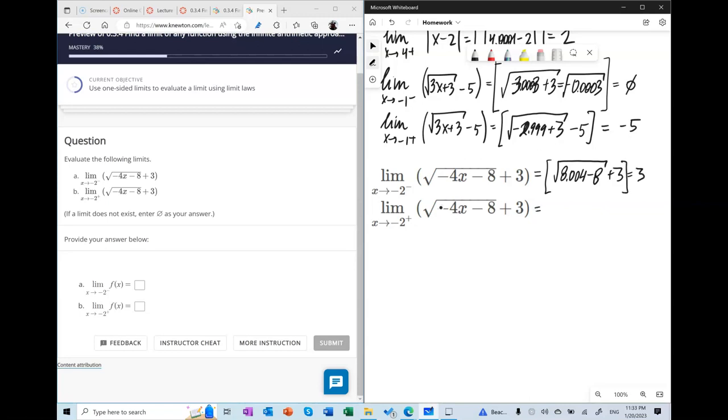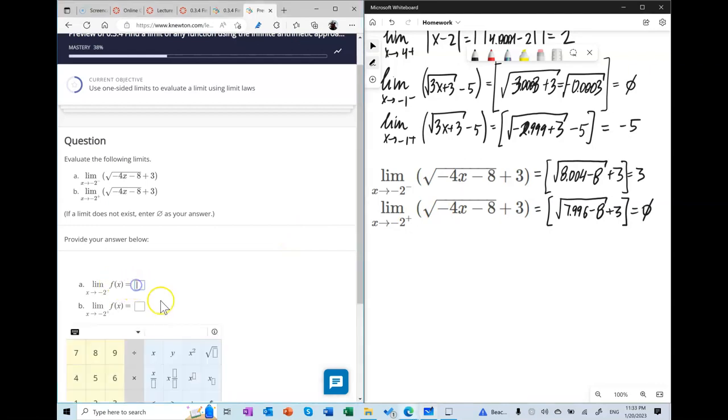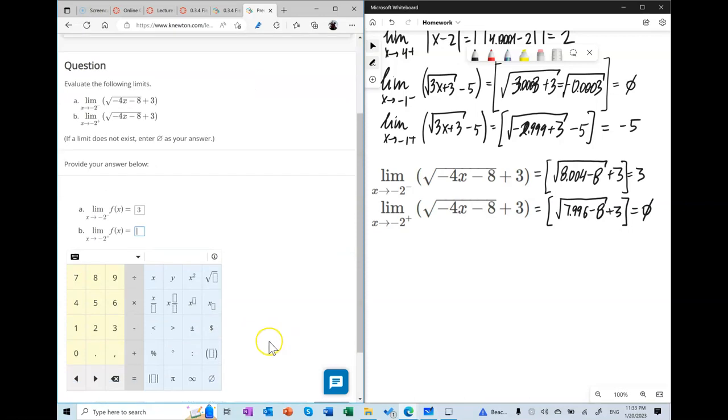And when you're plugging in from the right, it's -1.99. When you multiply it by -4, it becomes 7.9 something. Minus 8 will give you a negative number. So the square root of a negative number doesn't exist. So the right-sided limit in this case does not exist. So this is 3 and this is an empty set.